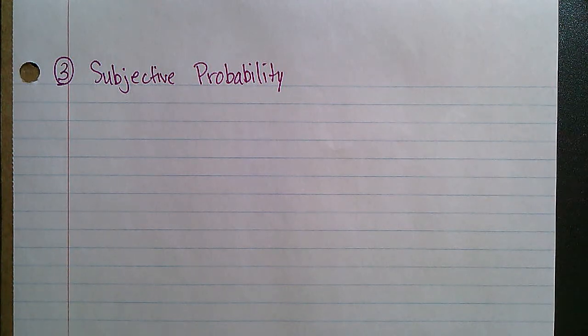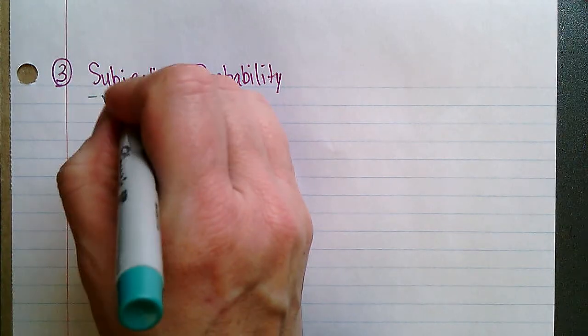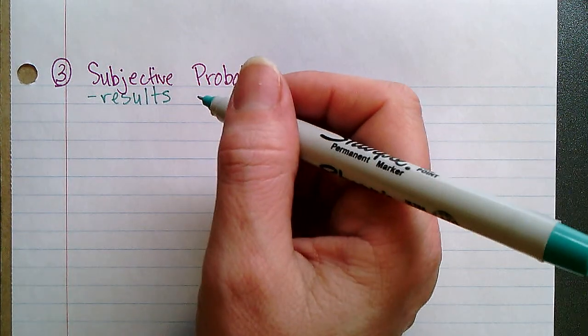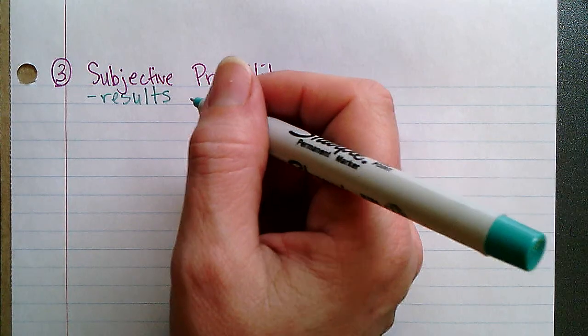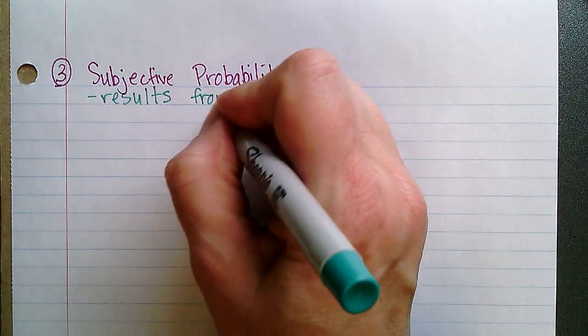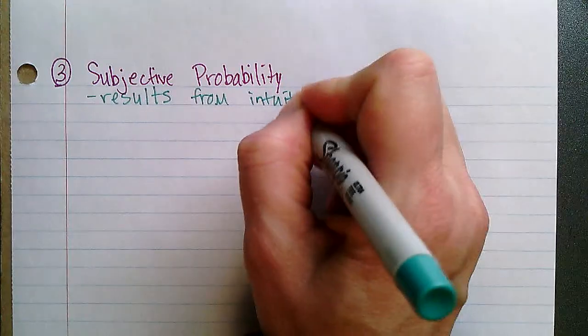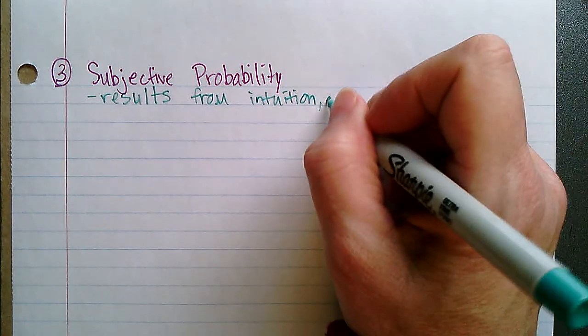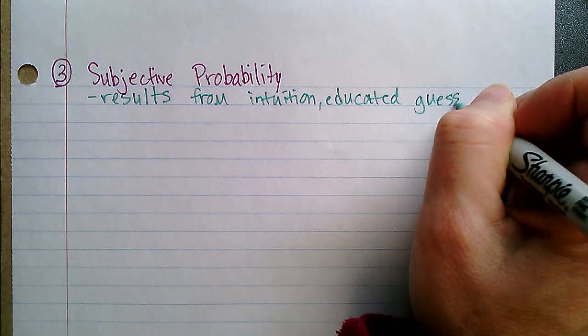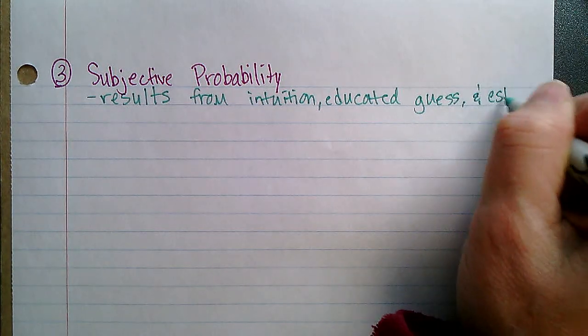The third type of probability that we're going to talk about is subjective probability. Subjective probability is not based on theoretical, like the dice has 6 sides. It's not based on experimental, like rolling the dice a bajillion times. It results from intuition, educated guess, and estimates.